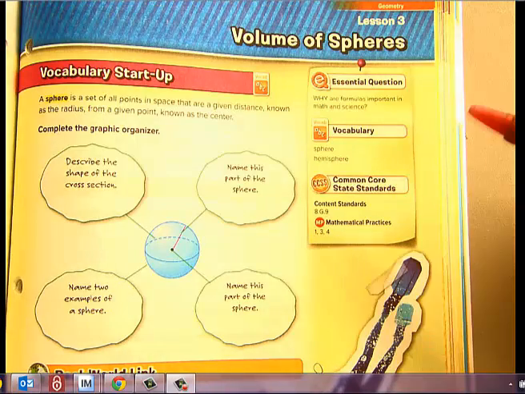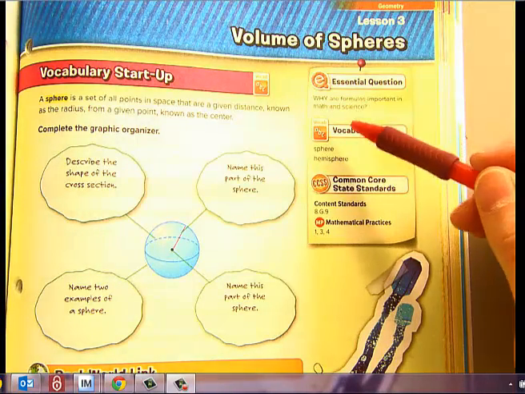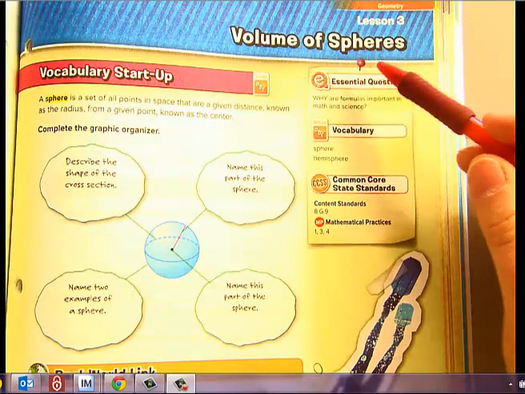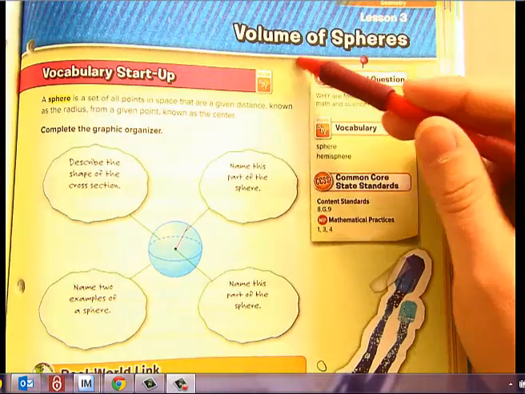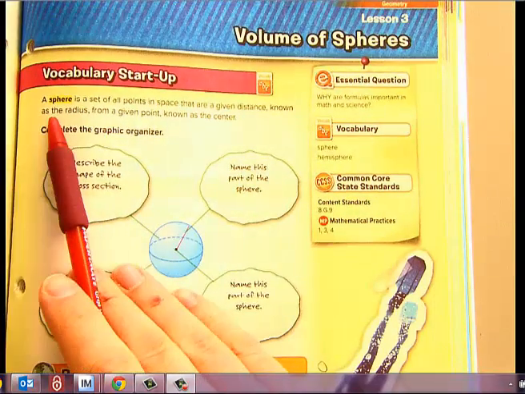All right, guys, go ahead and open up your book to page 605. It should be lesson 3, volume of spheres. This continues our geometry section, finding volume. First of all, we have a vocab word here.